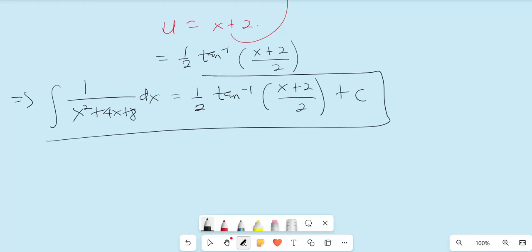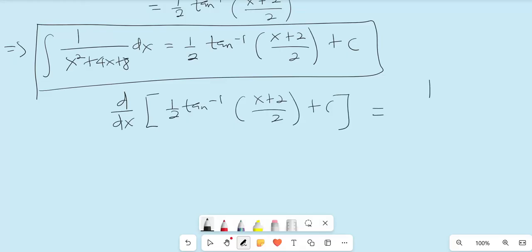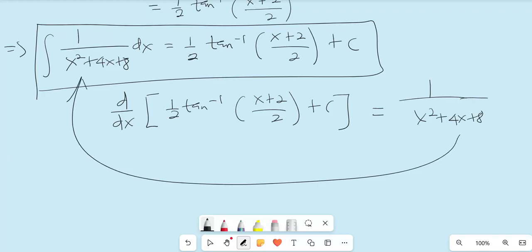So this should be the answer for this integral. We can verify this by taking d/dx of our solution, and when you do this, you should arrive at the original integrand, 1 over x squared plus 4x plus 8. So that is integrating by completing the square of the denominator, which will help you to use a trig sub or u-sub.